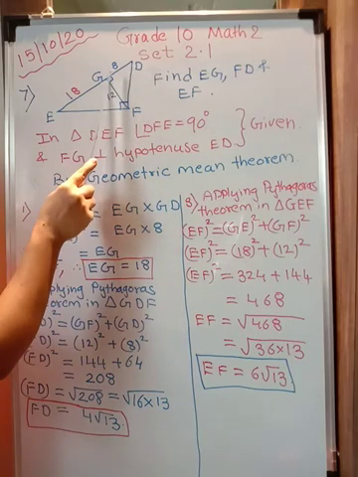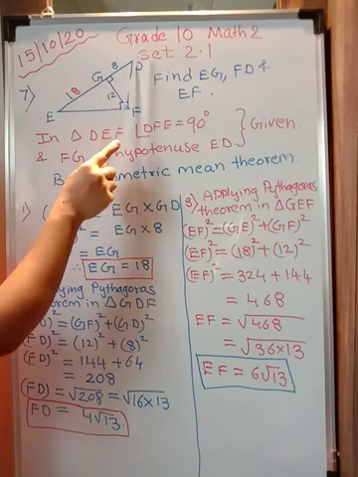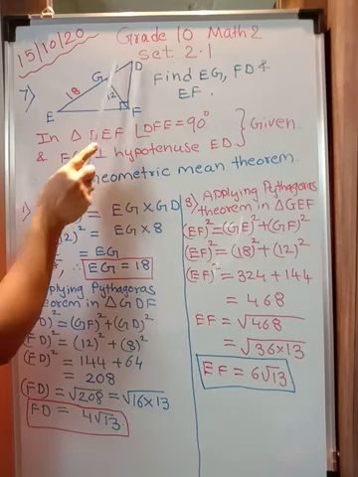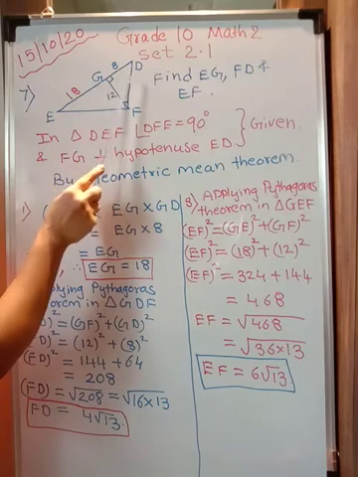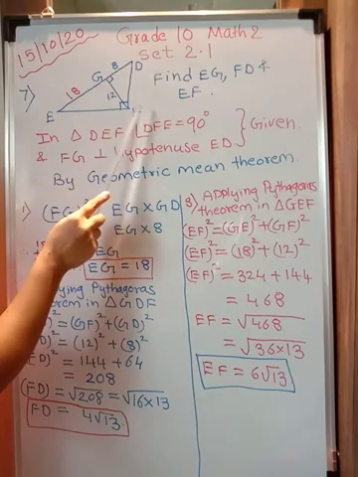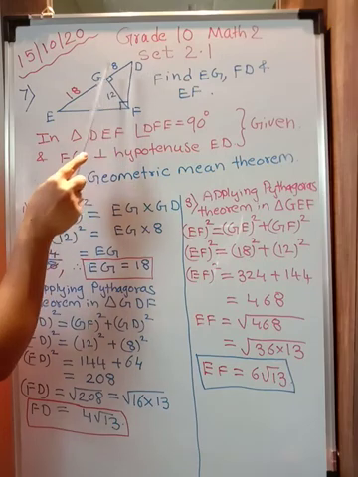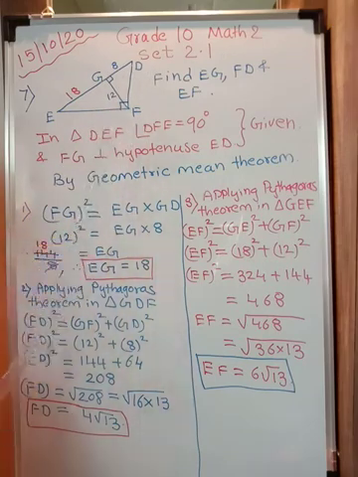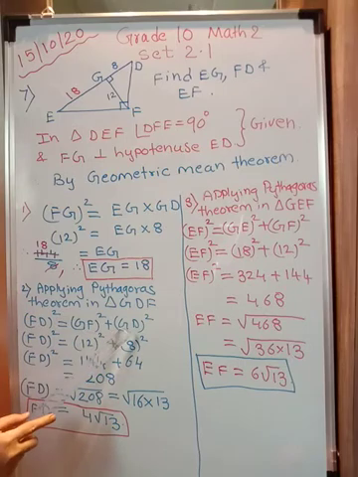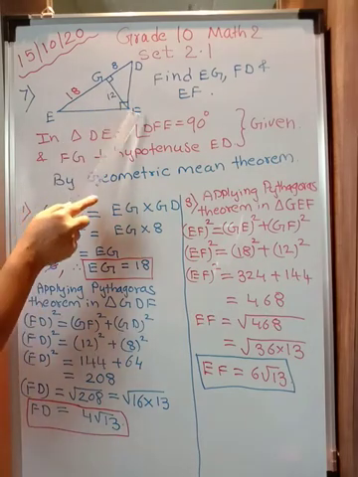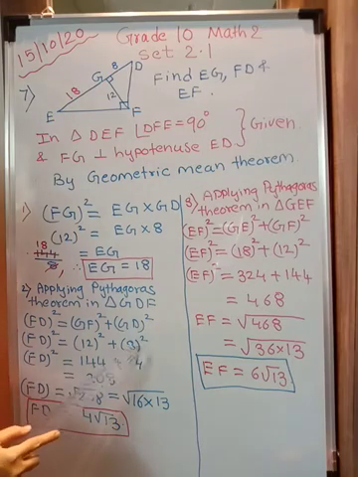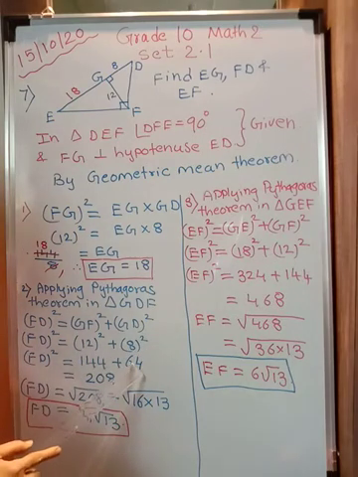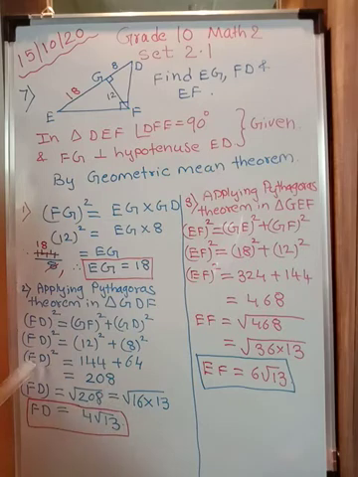Now this is 90 degrees. So this is also a right angle triangle, DGF. So applying Pythagoras theorem in this triangle, opposite to 90 degrees is the hypotenuse, so DF. So you can have FD square is equal to GD square plus GF square. So 12 square plus 8 square. 12 square is 144 plus 64. You get 208. That is FD square.